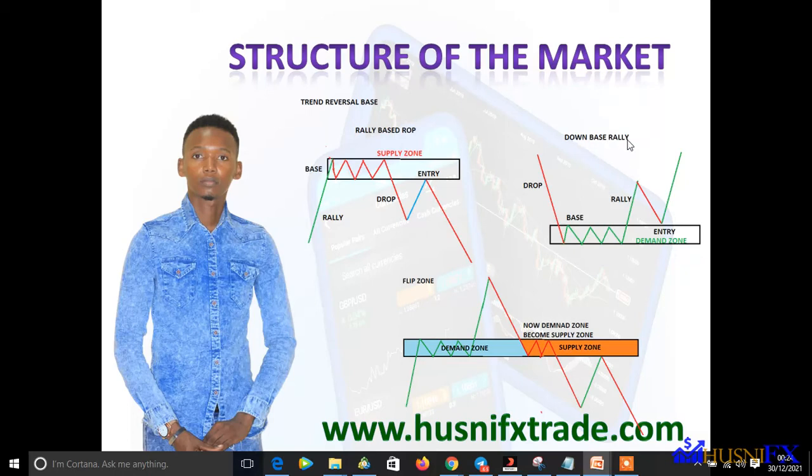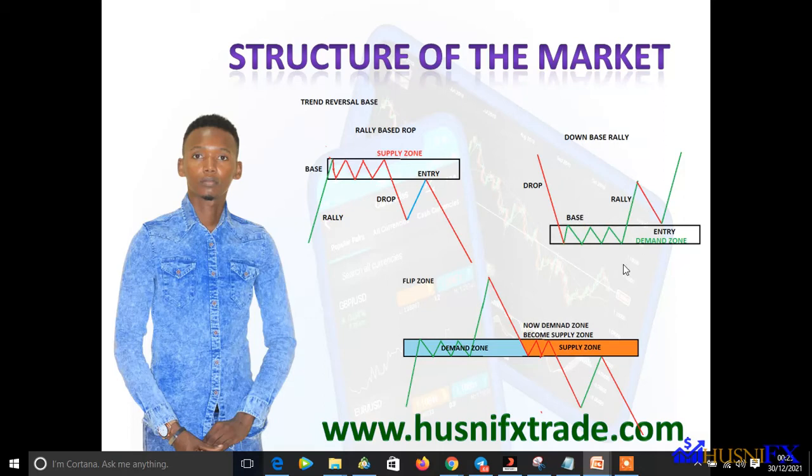Let us now find out what we call the drop base rally. In here you can see the D, which is the drop. As the text says down, it means that the market is dropping down. When the market drops down, the market is making a base. So drop, base, rally, and then the market breaks up and continues up. So we get DBR.